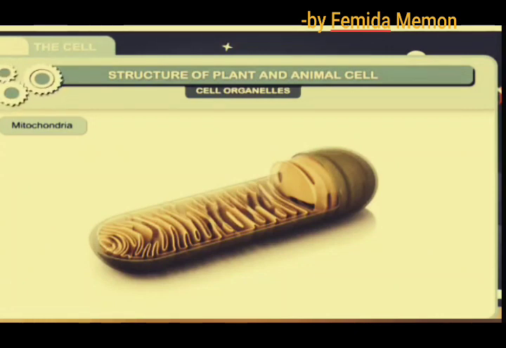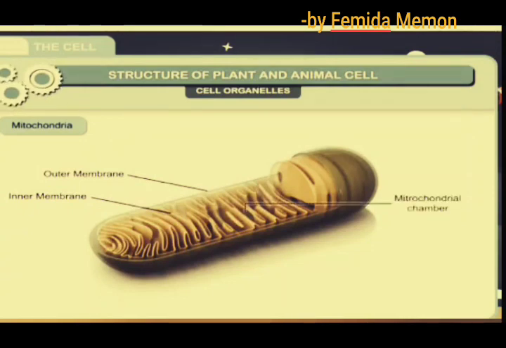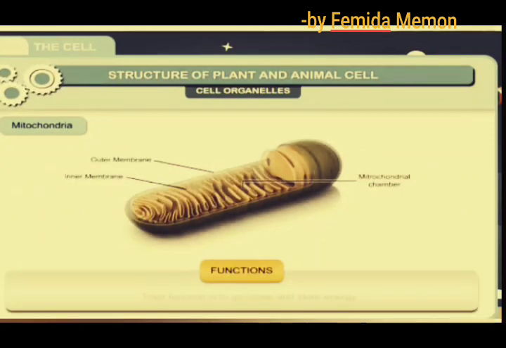The mitochondria are bounded by a double-layered membrane. The inner membrane is enfolded to form many projections, which are called cristae. Inside the mitochondria, there is a hollow cavity called the mitochondrial chamber. Functions. Their function is to generate and store energy.